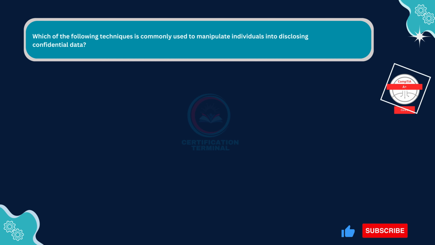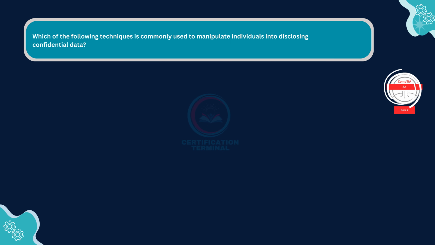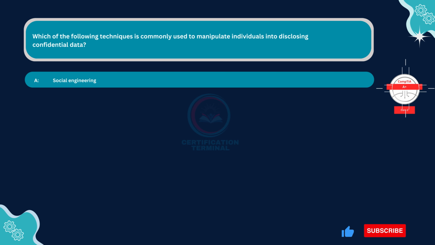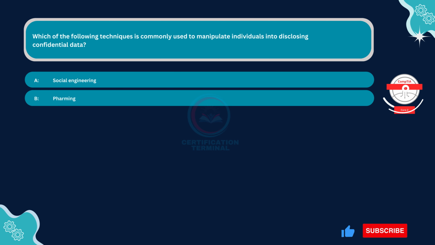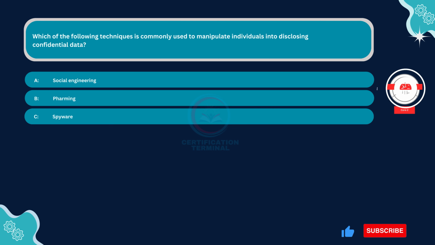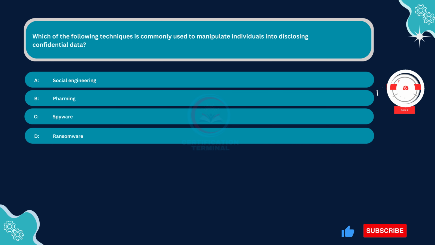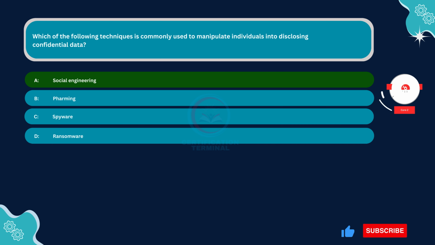Next question. Which of the following techniques is commonly used to manipulate individuals into disclosing confidential data? Option A, social engineering. Option B, farming. Option C, spyware. Option D, ransomware. The correct answer is Option A, social engineering.